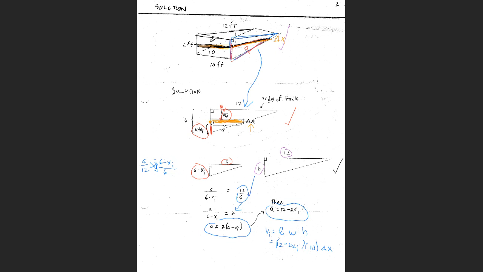And now we know the volume. It's 10 times 12 minus 2 times xi times delta x. Okay, so this volume that we're talking about, the volume of the ith layer of water, it's not connected to section 6.2. It's like a separate thing.